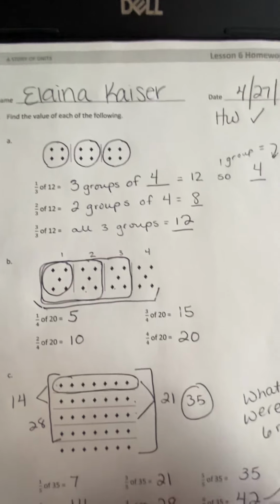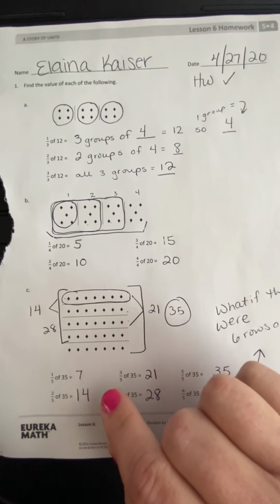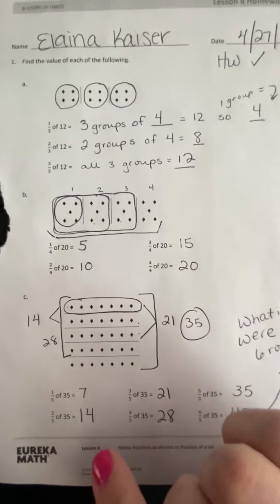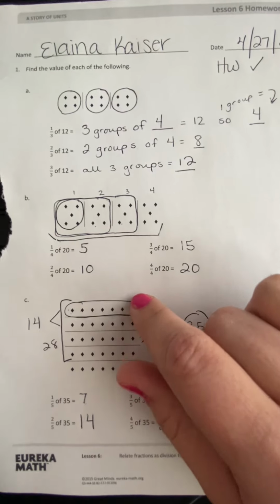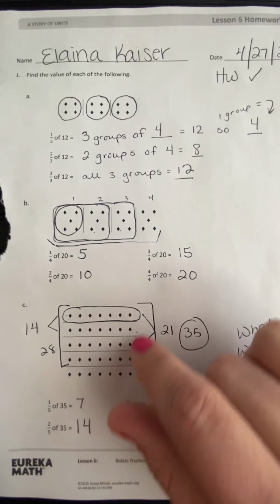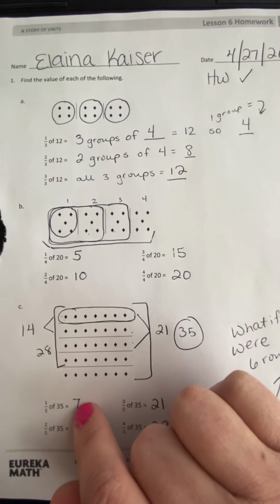All right, let's look down at C. C has the same exact type of setup, except for there's one extra bonus question. So if you are looking at this set, there are 1, 2, 3, 4, 5 rows. In each row, there are 7. So if you only look at one row, there will be 7.